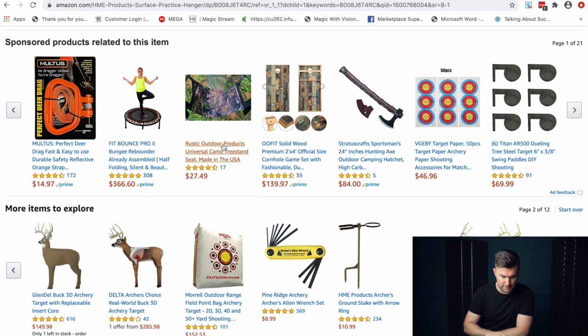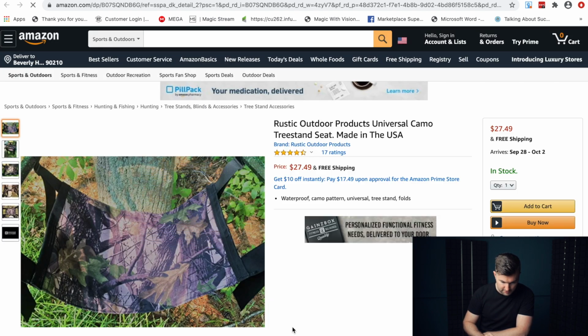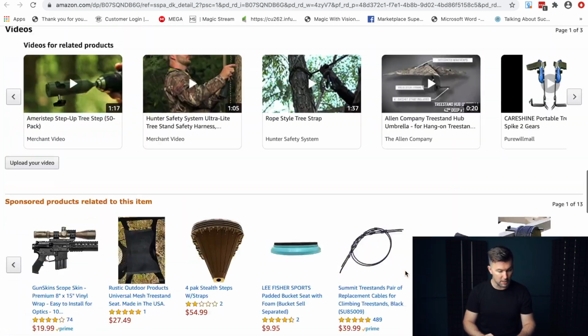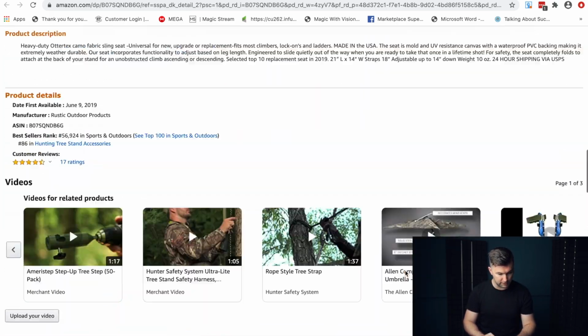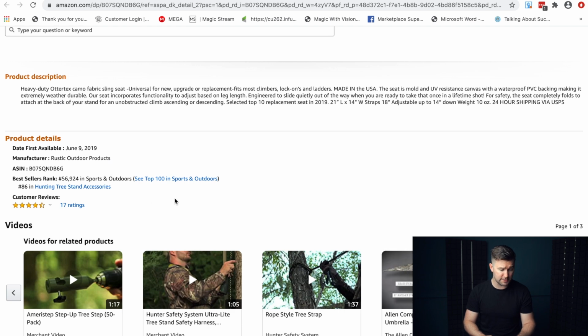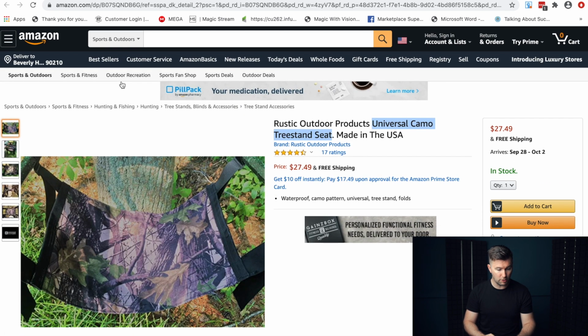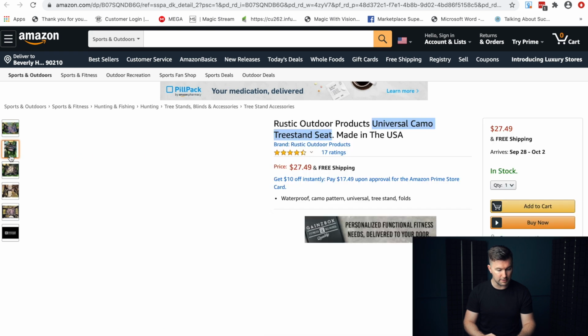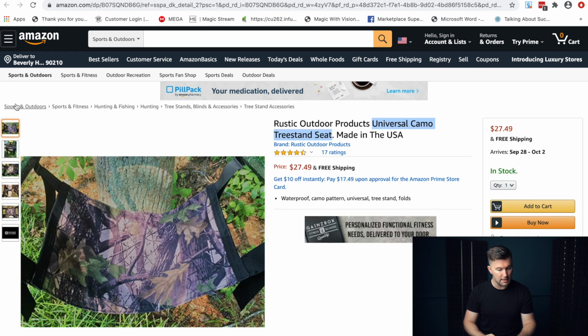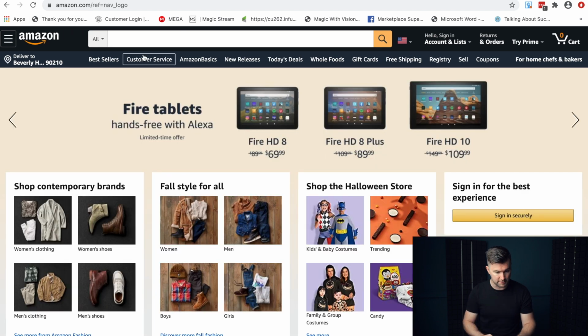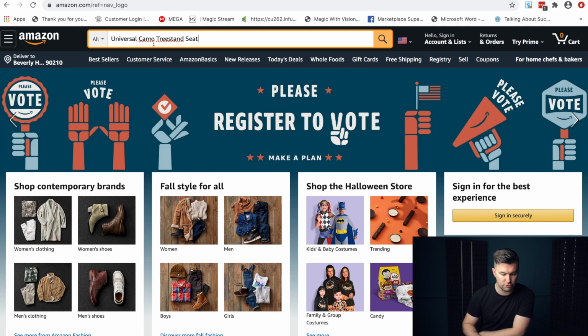Look at this thing. This is awful looking. What the hell is this? Rustic outdoor products, universal camo. So tree stand seats. So this is the kind of stuff where it's interesting. Now I don't know what it's doing. Let's see if we can even find that. Yeah, 56,000 is doing okay. Look how bad the listing is. That's how hungry this market is for this type of product. The listing's not even that great. It's okay, but the title is awful, but the images are okay. There we go. It's a universal camo tree stand seat.